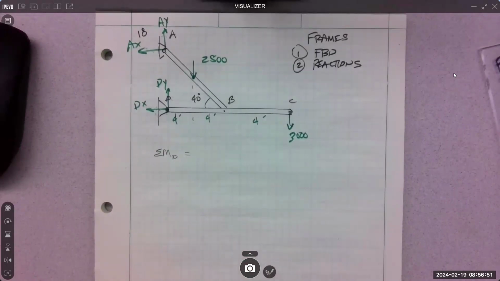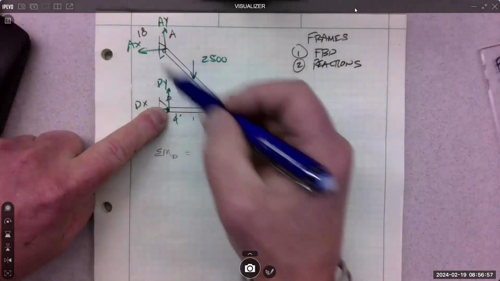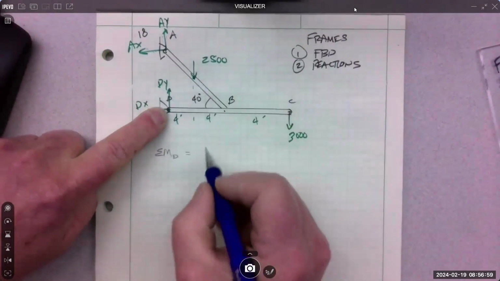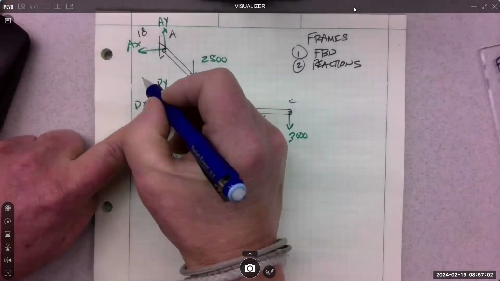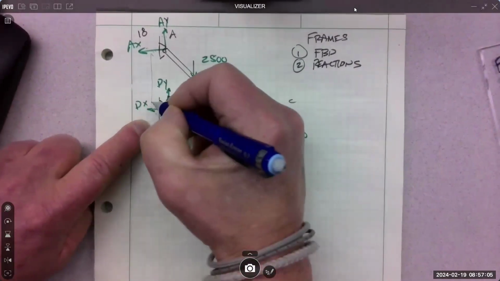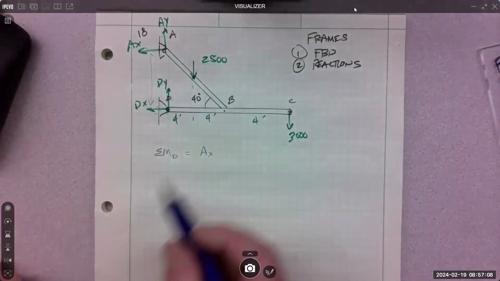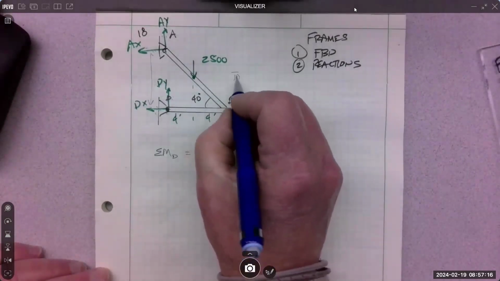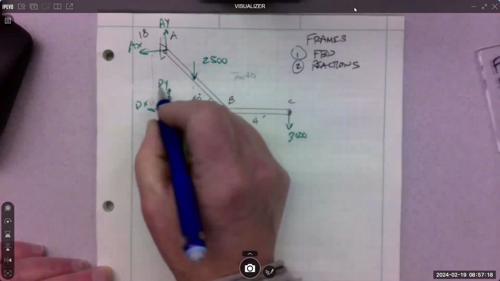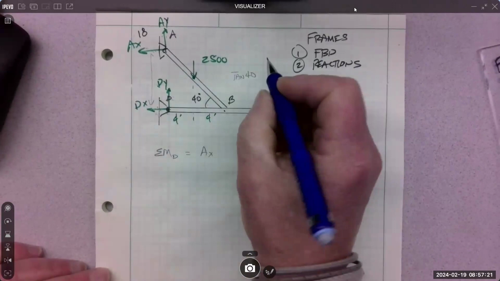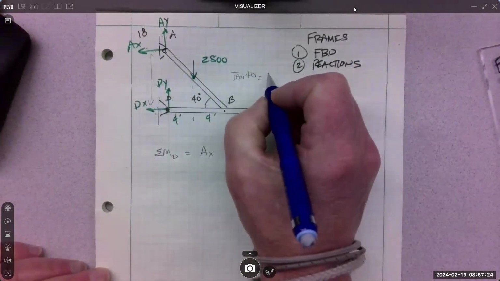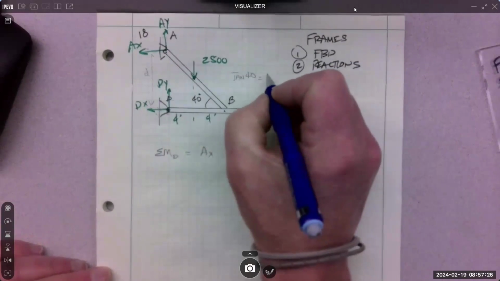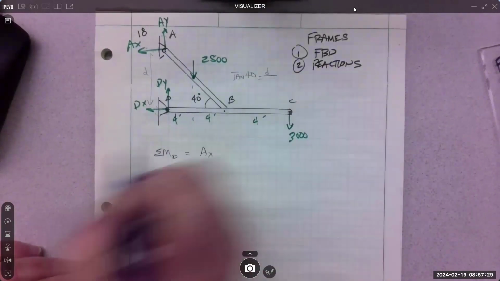Moment at D. What are all the forces that create moment about D? We have A_X times, do we know that distance? No, but can we find it? Yeah, because we know 8 here, and we know 40 degrees, right? So we could say tangent of 40, because I want to use opposite over adjacent. And I'll call this distance d. So tangent 40 equals d over 8.